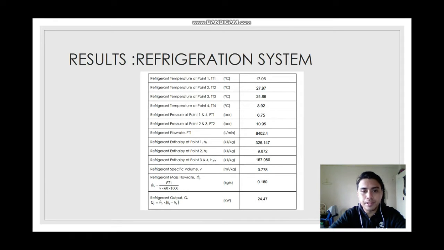And next is the refrigerant flow rate. We got 8,402.4 liter per minute. And the refrigerant enthalpy at point 1, 326.147 kJ per kilogram. Next at point 2, 9.872 kJ per kilogram. And lastly at point 3 and 4, 167.980 kJ per kilogram. And next is the refrigerant specific volume. We got 0.778 meter cube per kilogram. And refrigerant mass flow rate, we got 0.18 kilogram per second. And lastly, the refrigerant output, we got 24.47 kilowatt.